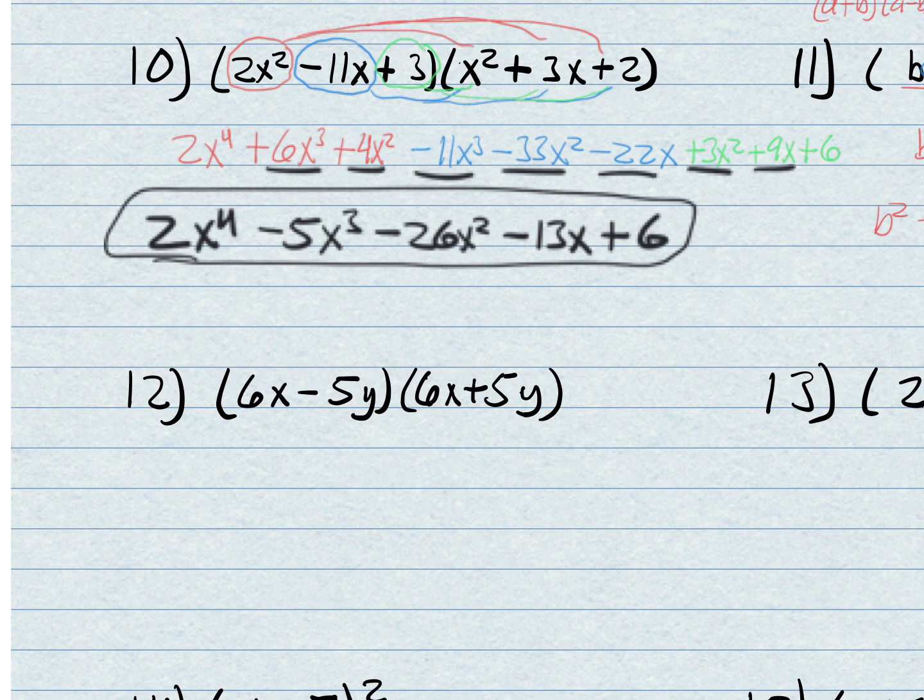So this is, in fact, a special product. I have a 6x and a 6x, a 5y and a 5y. One is minus, one is plus. This is a special product. All we're going to do is square the first term, and then minus square the second term. So 6x squared is going to be 36x squared, minus 5y squared is going to be 25y squared.